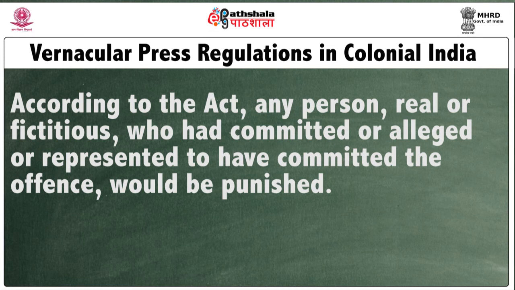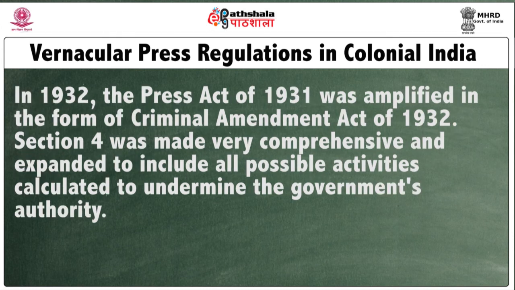According to the Act, any person, real or fictitious, who had committed or was alleged or represented to have committed the offense would be punished. In 1932, the Press Act of 1931 was amplified in the form of the Criminal Amendment Act of 1932. Section 4 was made very comprehensive and expanded to include all possible activities calculated to undermine the government's authority.